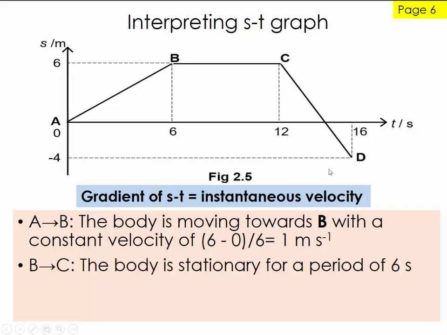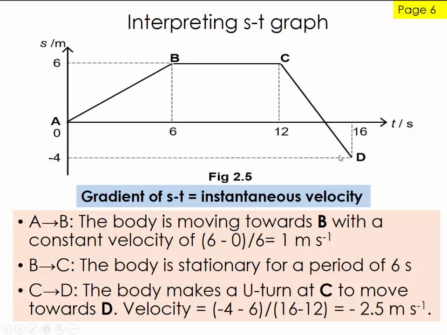Right, let's look at section B, C. The body is at 6 meters, displacement of 6 meters throughout this 6 seconds. So in other words, it is stationary. Or you can look at the gradient. This gradient is 0. So gradient 0 means velocity 0, right? So it is stationary.